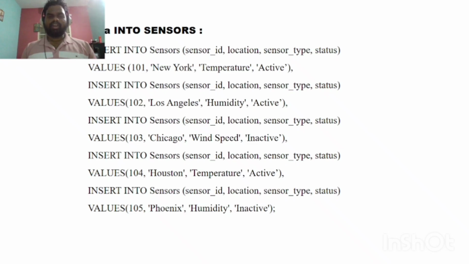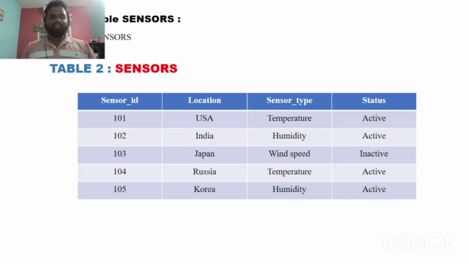Insert into sensor id, location, sensor type, and status. Values that we are giving is 101 is the id, and New York is the location. Sensor type is temperature, like humidity or wind speed, temp and other things. And status is active or inactive. Active means it is going on, and inactive means it's not. And this is the table that we have inserted some data into. And to view the sensor table, select star from sensors.